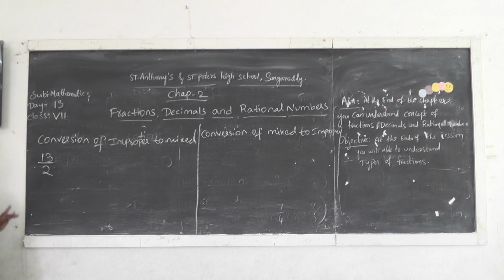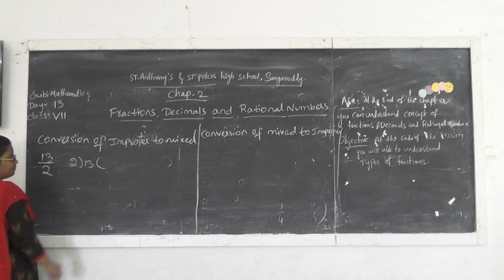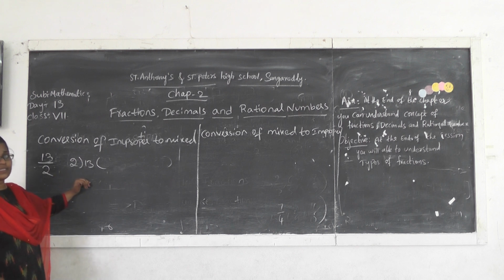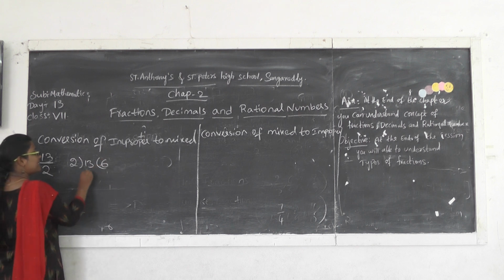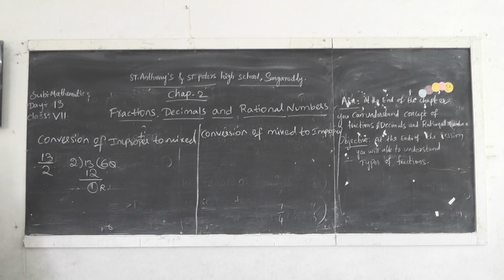How? The first step is to do division for this 13 by 2. 2 divided into 13. 2 sevens is not possible, so less than 13, 2 sixes are 12. What is the remainder? 1 is the remainder. 6 is the quotient. Yes. Now how to convert? First, what is the denominator here? 2. Write the 2 as it is.